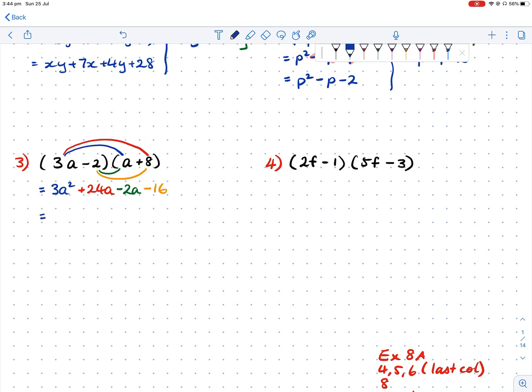From there we can find our like terms. 24a and negative 2a are like terms. So 3a squared plus 22a minus 16. That'll be your expansion.